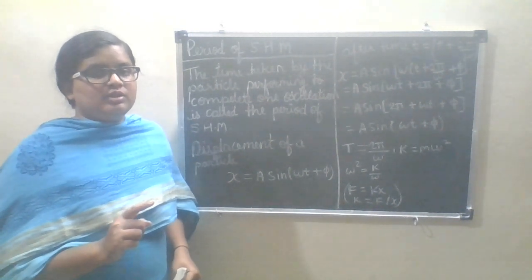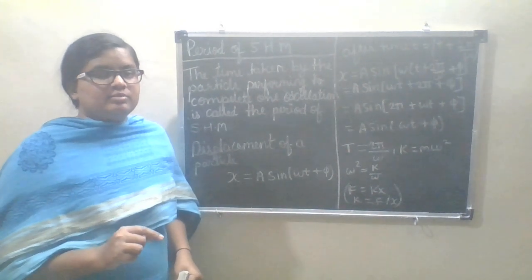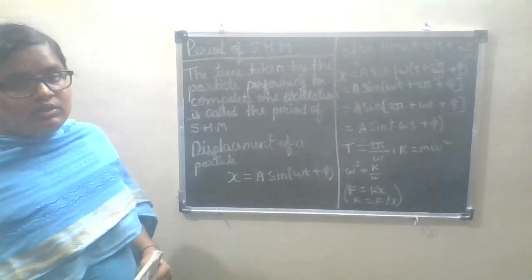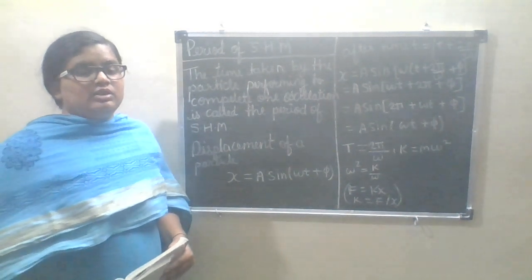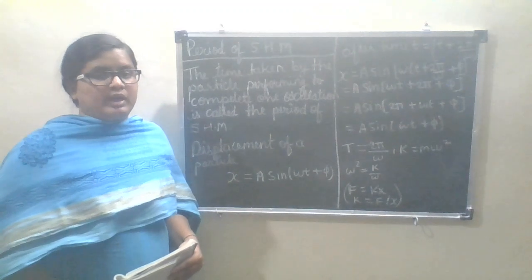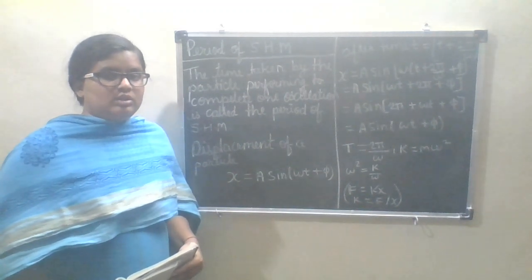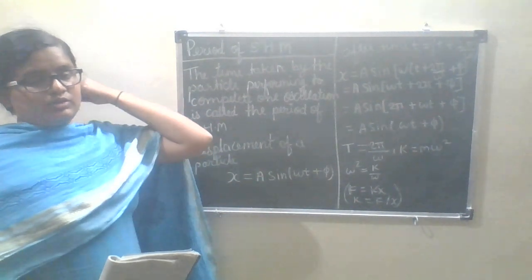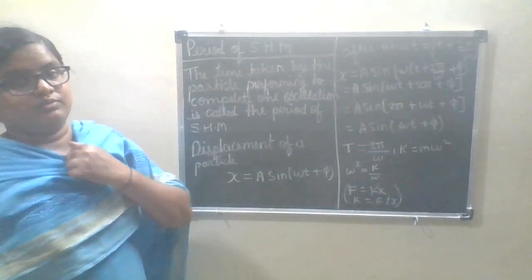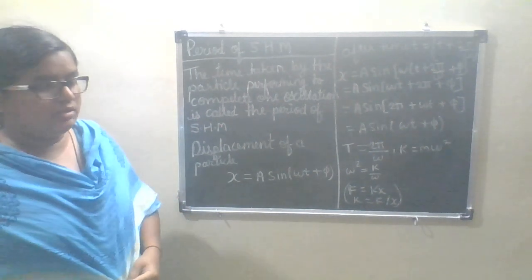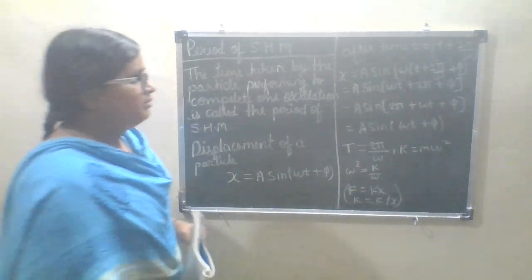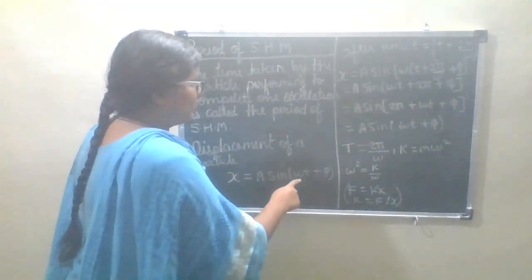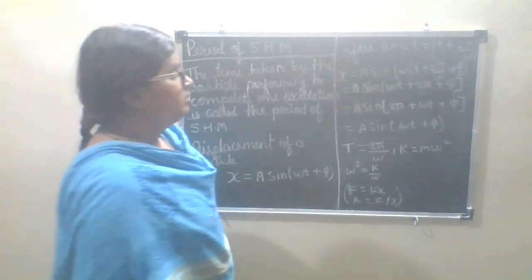First we know the displacement of the simple harmonic motion: x is equal to a sine omega t plus phi. You should learn this equation by heart, because in word problems this equation may be very helpful to you. So after time t, the displacement of the particle is x is equal to a sine omega t plus phi. Just now I told that.